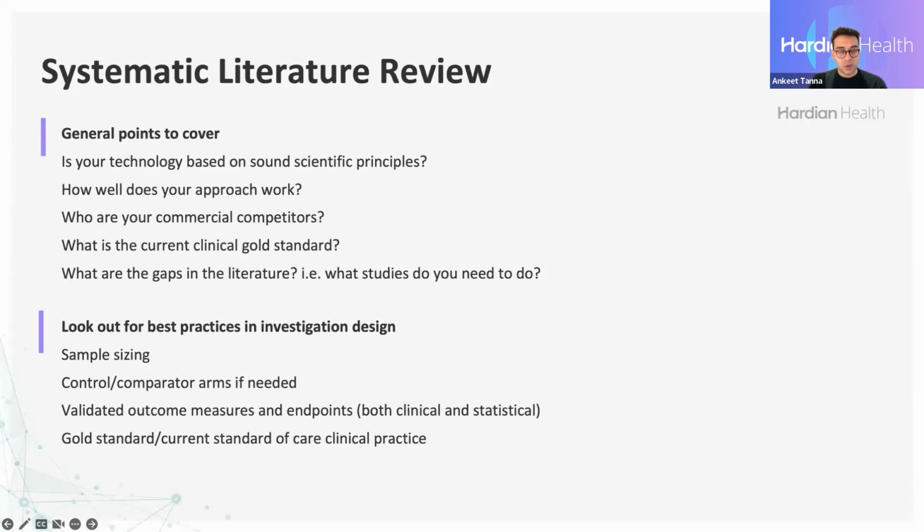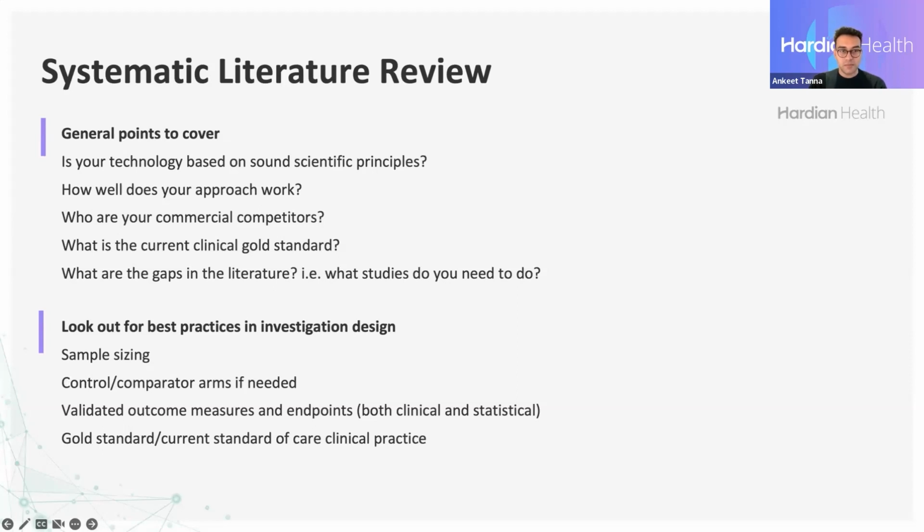As well as that, you want to think about what the current clinical gold standard is. So what is the way that things are normally done in terms of diagnosis or treatment in this space? And how does your software or device compare to what the current gold standard is?